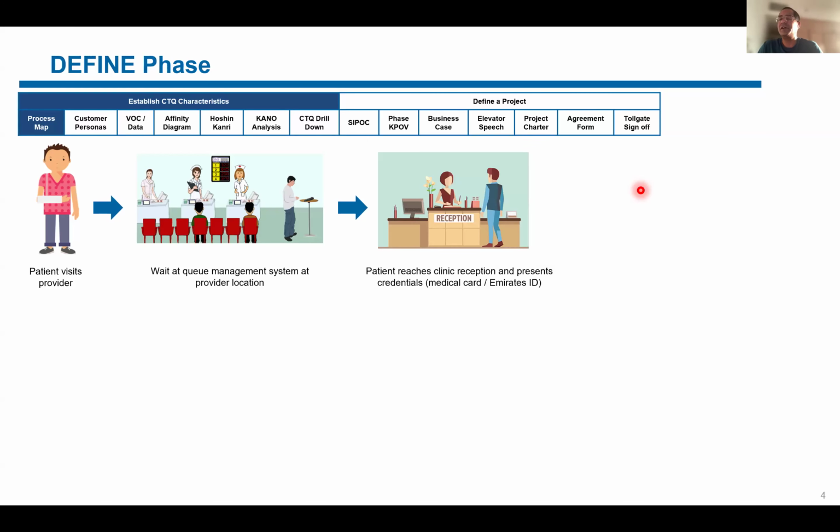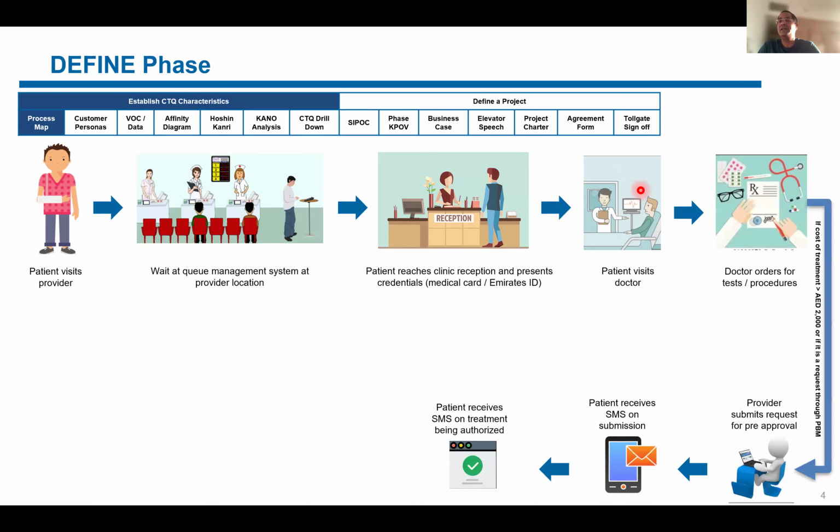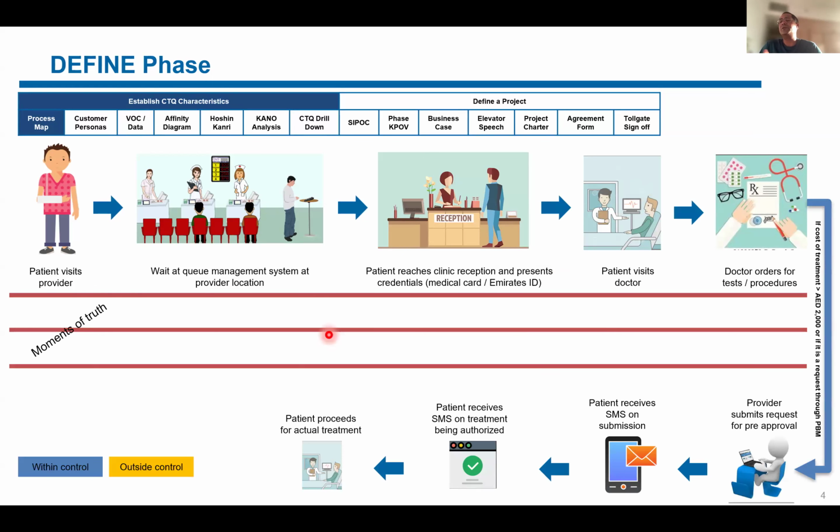So the patient visits the provider or the clinic. They have to wait at the reception. There is generally a queue management system. A token is given, and when the token number comes, the patient reaches the reception and presents something called a medical ID card or Emirates ID, which verifies the credentials of the patient, and then the patient is told to visit the doctor.